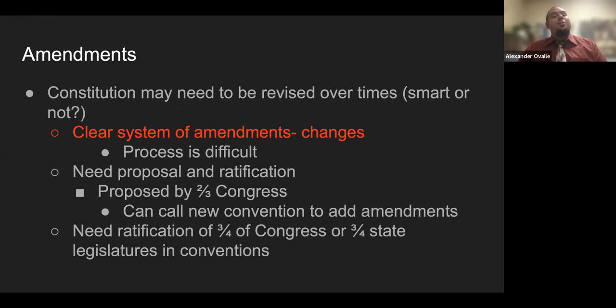Amendments. The Constitution may need to be revised over time. Do you think that was smart or not? I think yes. They needed to have a clear system of having amendments. Amendments are changes. You would need a proposal and you would need it to be ratified. It would have to be proposed by 2/3 of Congress supporting the amendment. They can call a new convention to add new amendments. However, you need 3/4 of Congress or 3/4 of state legislatures in conventions to approve this. Meaning they wanted to make amendments difficult to pass.